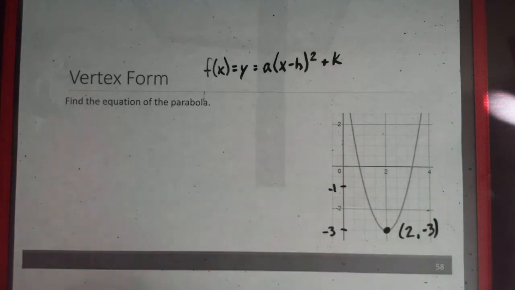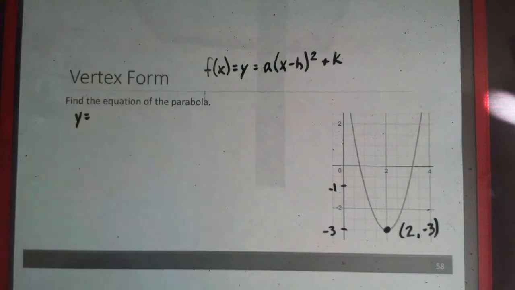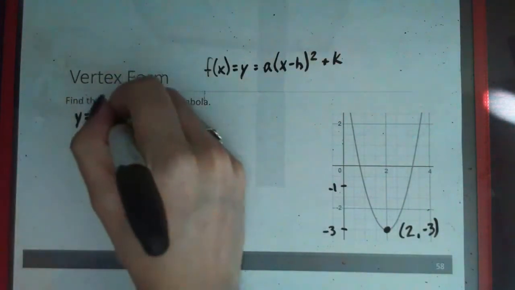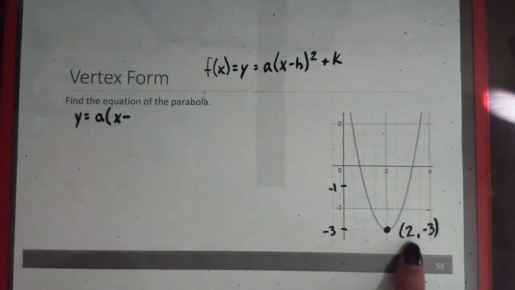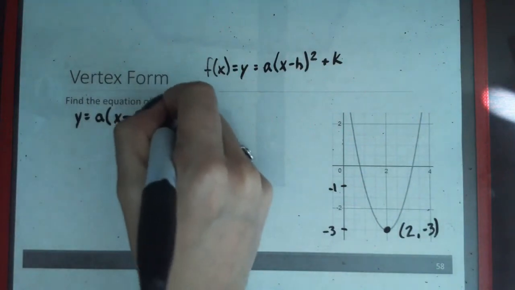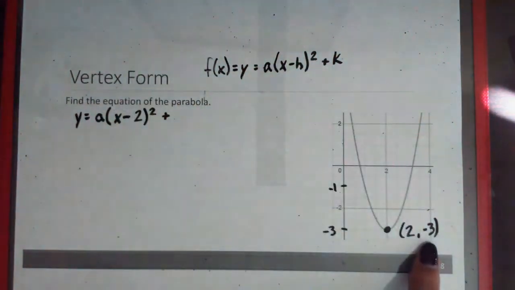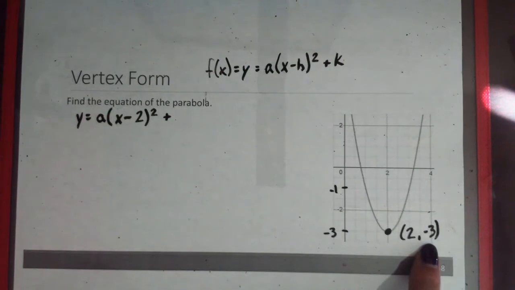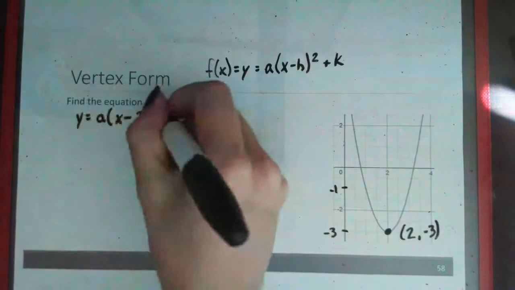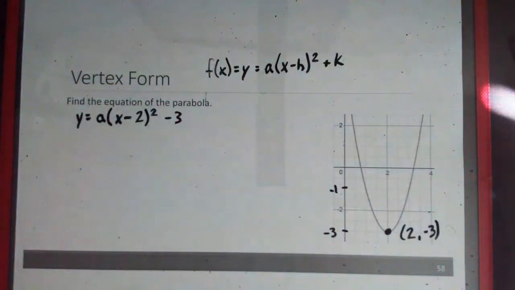So I'm going to go ahead and plug that in. That'll give us y is equal to, I don't know what my a value is yet, times x minus the h value, which is the x of the vertex, so that'll be 2, quantity squared, plus the k value, which is the y value of the vertex, which is negative 3. So instead of writing plus negative 3, I'm just going to write it as minus 3. Now we still need to find that a value. I can tell that it's positive, but that's not enough. I need to find the actual value for it.